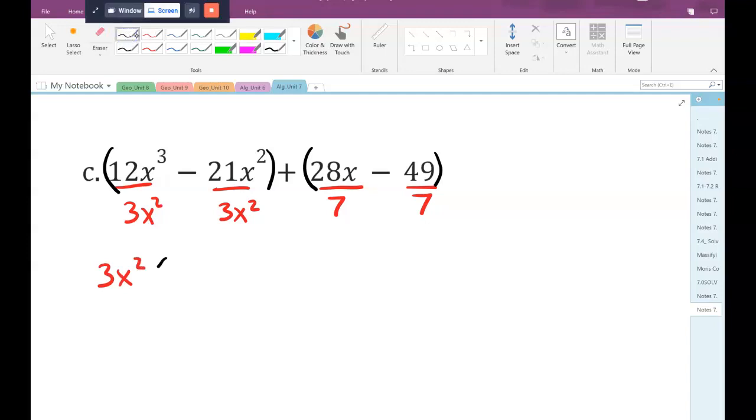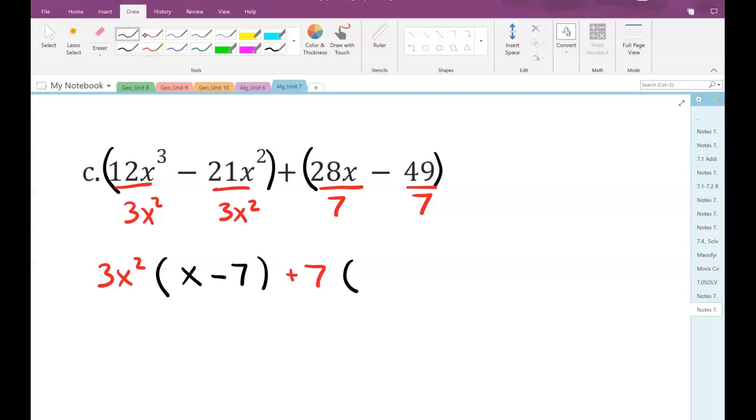3x squared parentheses x minus, this would be 7. We do the same thing for our other one, plus 7. This will be, I forgot a 4 here. 12 divided by 3 is 4x. 4x minus 7, because this one has to match. So this has to be 4x minus 7 as well. Boom and boom, we got a pair that matches.